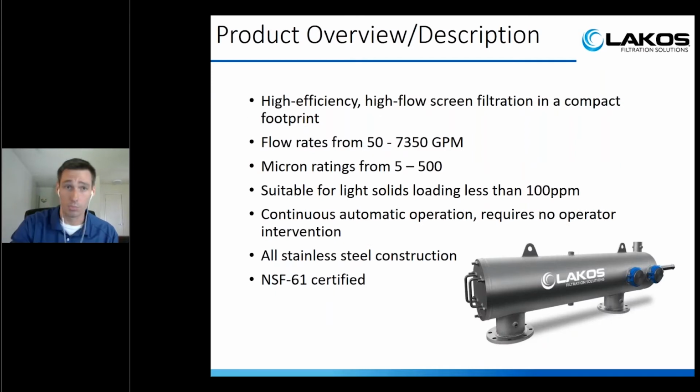So they do have a small compact footprint for handling high flows, between 50 and over 7,300 gallons a minute for a single filter. That'll vary depending on what micron screen size you put in there. A smaller micron size drops the maximum flow rate down so you don't overload the system. And you can bank them together for even higher flows. Micron ratings range from 5 to 500 micron.